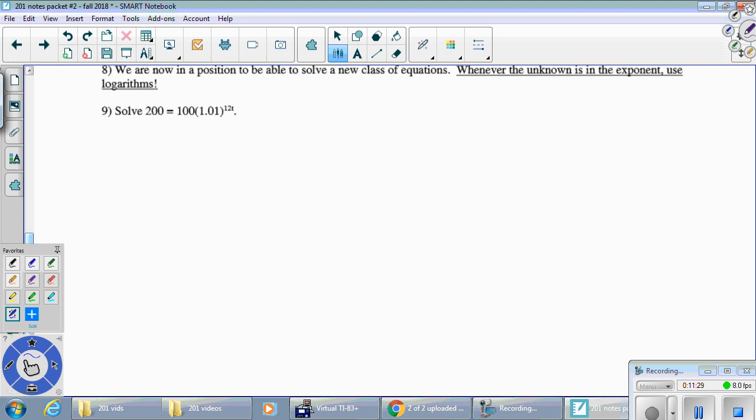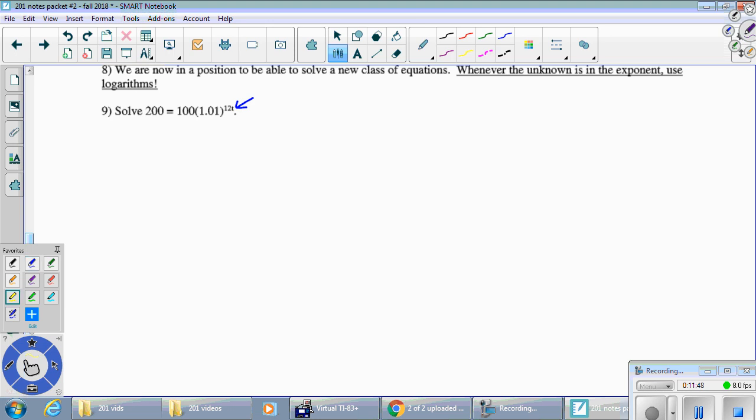So number 8 says we're now in position to be able to solve a new class of equations whenever the unknown is in the exponent, using logs. We have not solved any equations this semester where the unknown was in the exponent because we didn't have this tool, but now we've got the tool. So I see the variable is up here in the power. So log is the right tool, but it isn't the right time to use that tool.